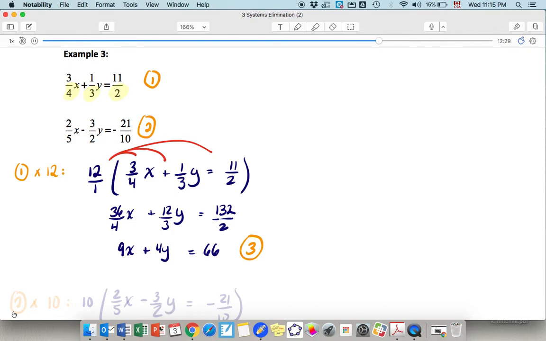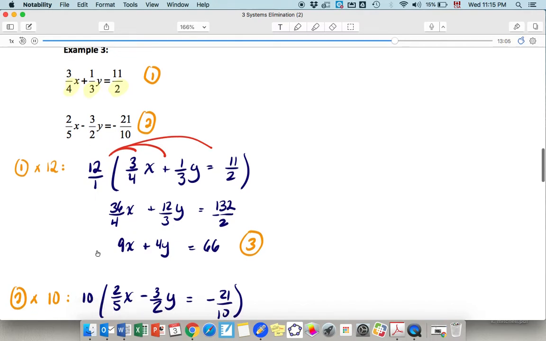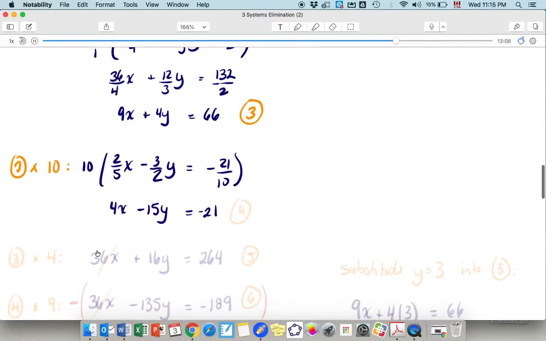Alright, let's do the same thing to my second equation. So equation 2, I'm looking at my denominators. I have a 5, I have a 2, and a 10. Hopefully we recognize my common denominator, or what I'd like to multiply by to get rid of the fractions, is 10. So I'll take 10 times 2/5 x minus 3/2 y equals negative 21 over 10. Okay, so 10 times 2/5 gives me 4x. 10 times negative 3/2 is minus 15y. And 10 times negative 21 over 10 gives me negative 21. Right, and here is my fourth equation.